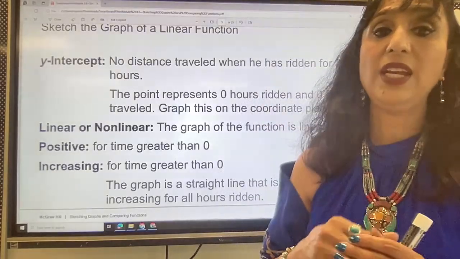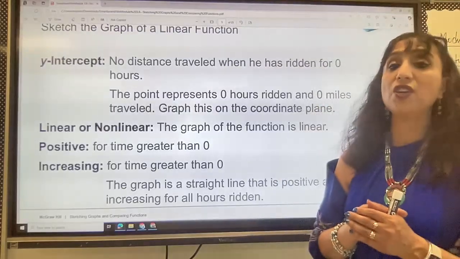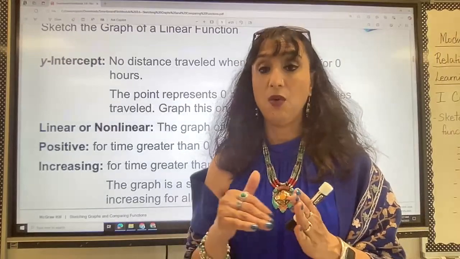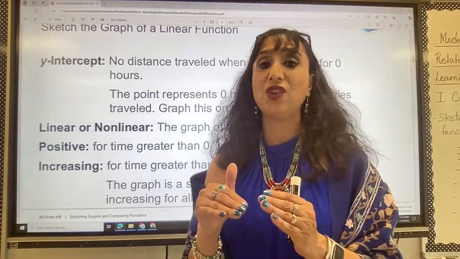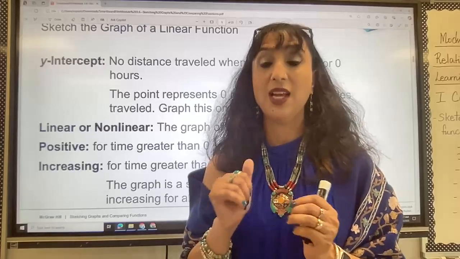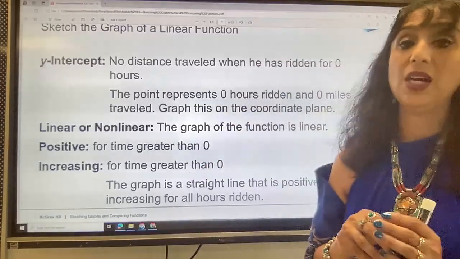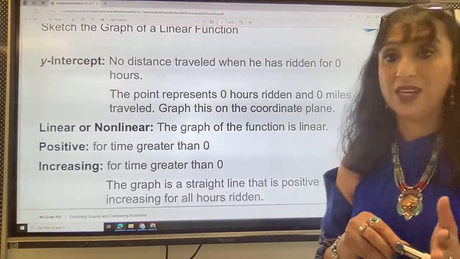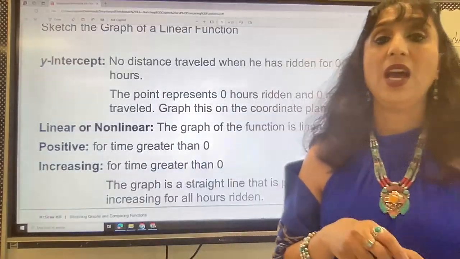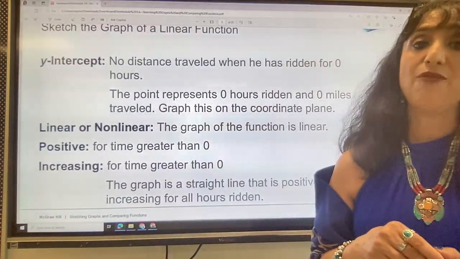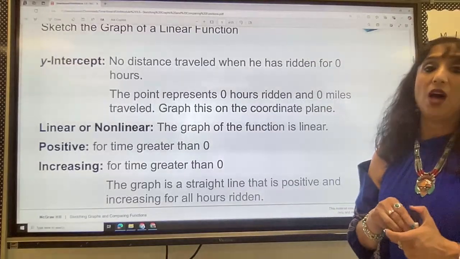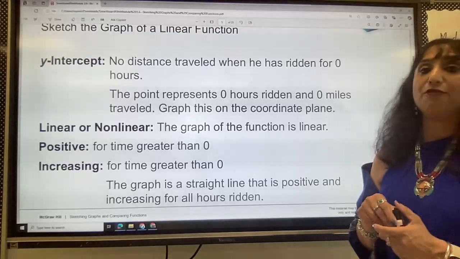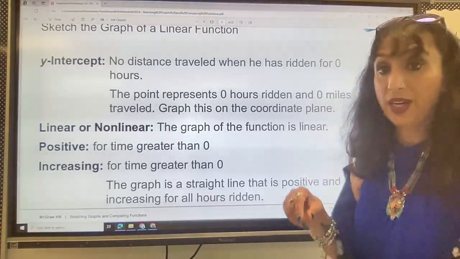And then we have linear or nonlinear. The graph of the function is going to be linear because the more time that he is traveling, the more the distance is increasing. So yes, it's going to be a linear function. It is positive for time greater than 0. Again, it's increasing for time greater than 0. The graph is a straight line that is positive and increasing for all hours ridden.